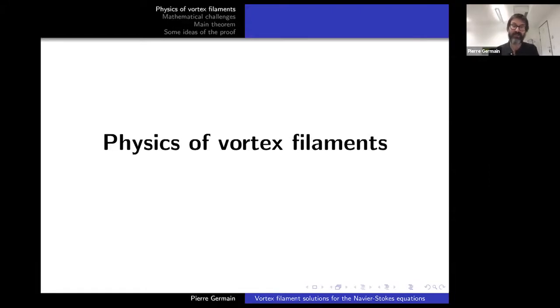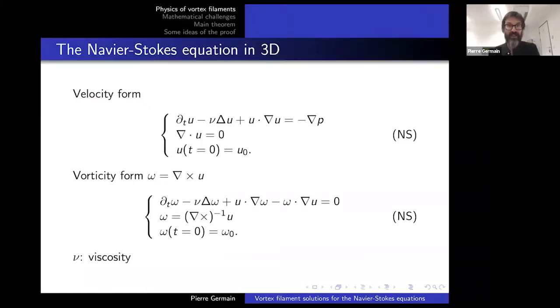So let's start with the physics. The set of equations that we consider is the Navier-Stokes equations in 3 dimensions. They come in 2 formulations, either the velocity formulation, where the unknown function is u, the velocity, and it's a divergence-free field, or the vorticity form, where the unknown function is omega, the vorticity, which is the curl of u.